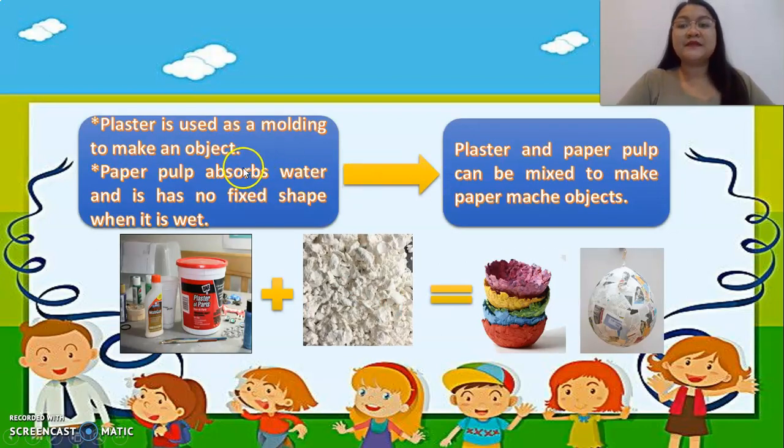Number two. So plaster is used as a molding to make an object. And paper pulp absorbs water and it has no fixed shape when it is wet. So when we combine plaster and paper pulp, we can make paper mache objects, just like this paper mache balloon and paper mache bowl. So we can put candies or chocolate or some stuff that we like. Okay, so again, we use plaster and paper pulp to make paper mache.